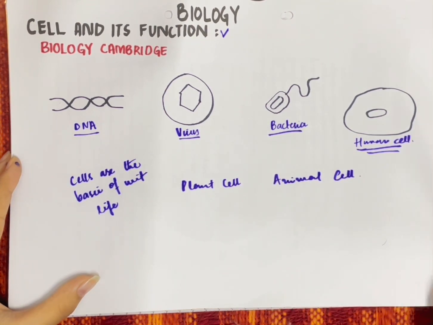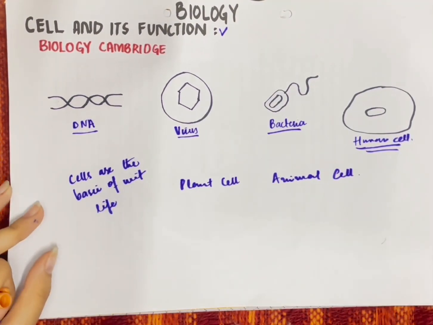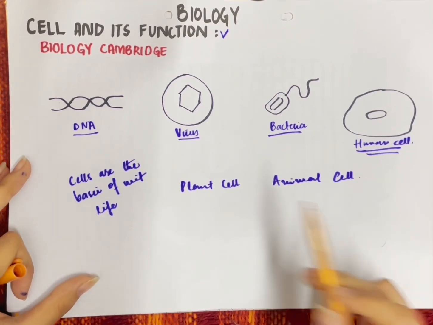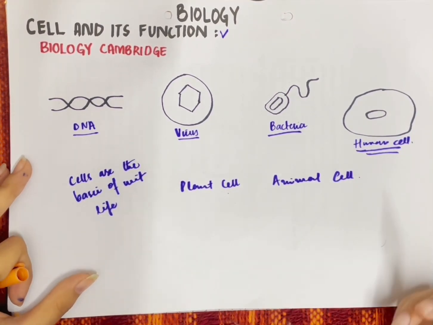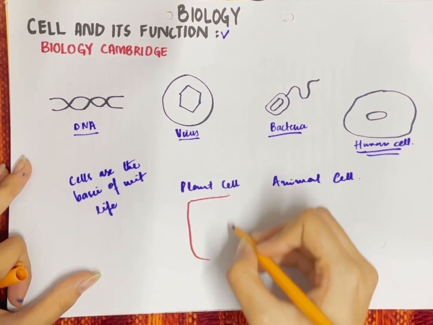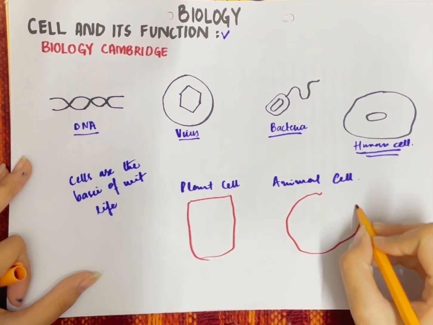In your syllabus also, these two of them have been discussed in very much detail. Let's have a look at first its diagram, and then we will be learning how we can differentiate between a plant cell and an animal cell. So a plant cell is basically a proper structured cell like this, whereas an animal cell is much shaped like an egg.